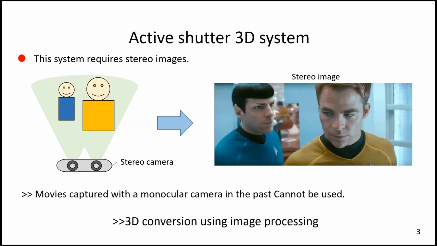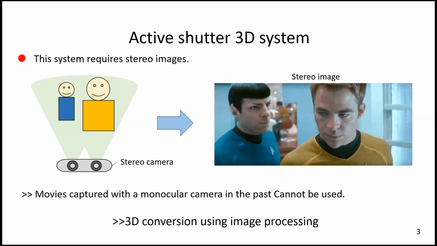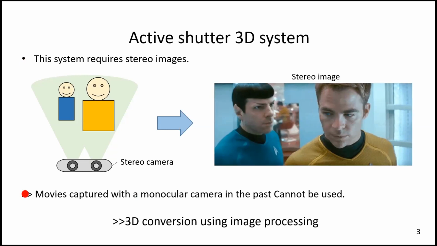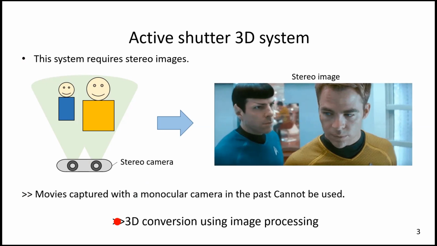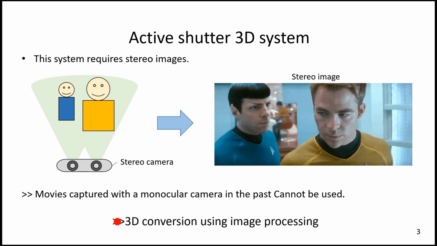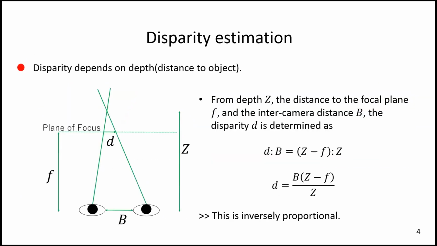However, to produce 3D images using the active shutter 3D system, stereo images are required. Consequently, movies captured with a monocular camera in the past cannot be viewed in 3D using this system. As a result, researchers have been exploring 3D stereo conversion, which uses image processing to convert monocular images into left and right images. The stereo images can be obtained by converting the left eye image to the right eye image.